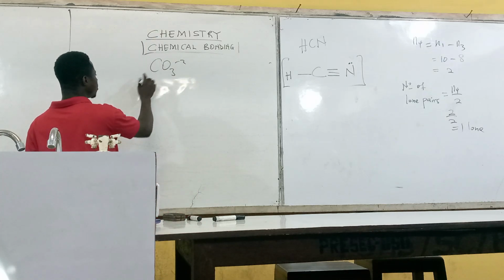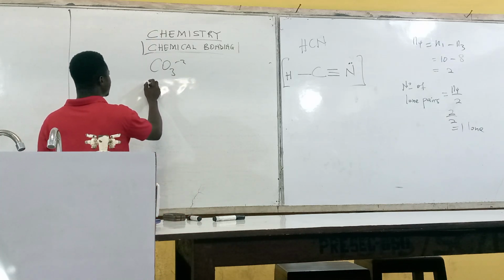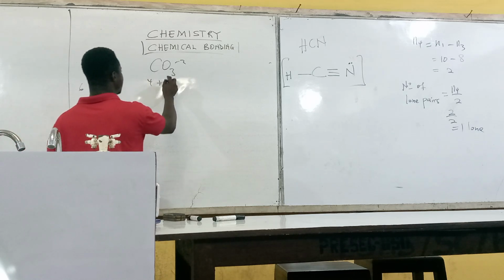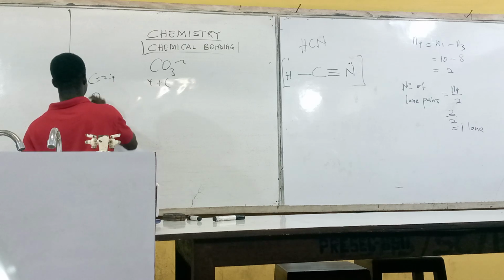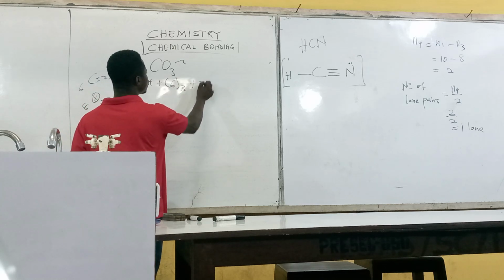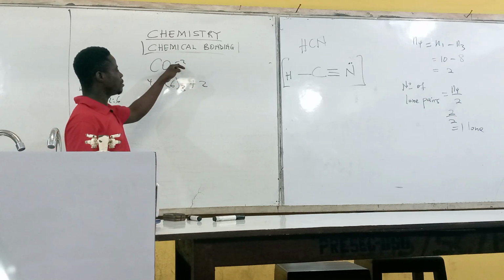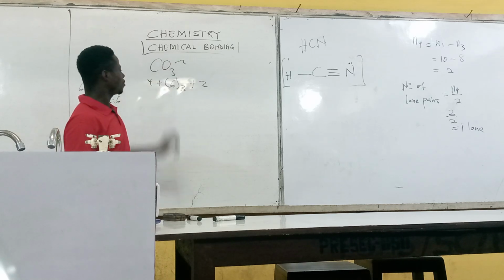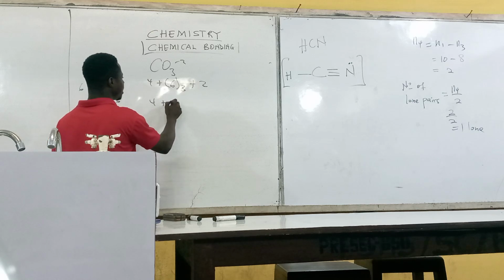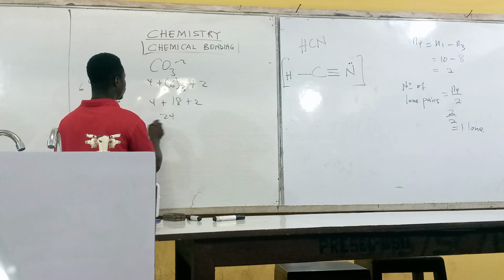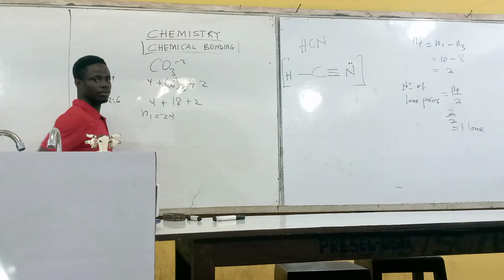So this one, carbon has how many? Carbon is 6, so 2, 4, so it's 4, plus oxygen, atomic number 8, which is 2, 6. So oxygen is going to be 6 multiplied by 3, plus 2. The reason why we are adding this plus 2 is because of the charge of this radical. So this is 4 plus 6 times 3 is 18, plus 2. So this is giving us 24. And this becomes our N1.